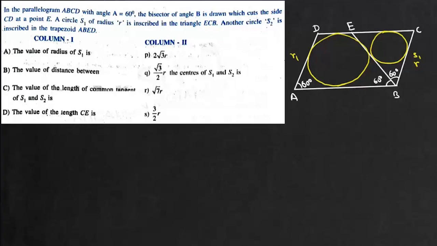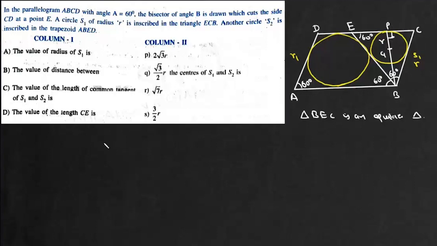Now clearly this angle is 60, that means this angle is also 60. So this triangle BEC is an equilateral triangle. So if it is an equilateral triangle, and if we join this point here, this is 90, this is suppose its center C1, then this value is R, and this is suppose P.